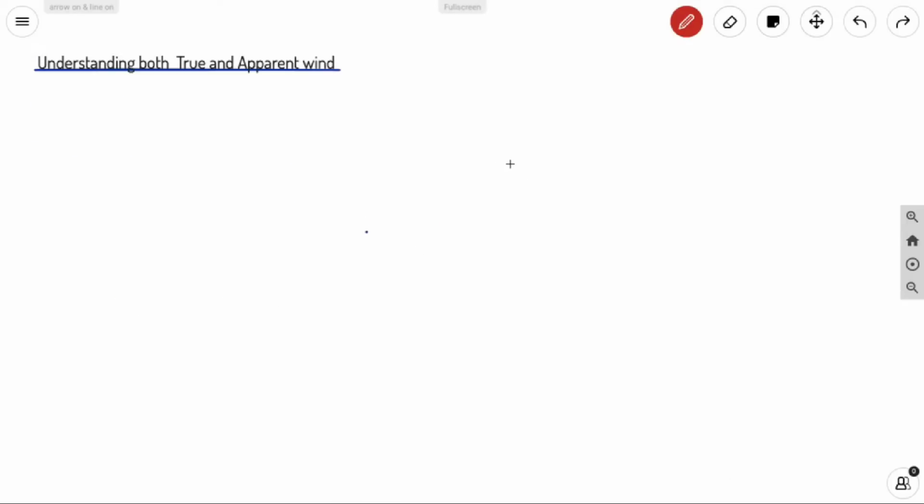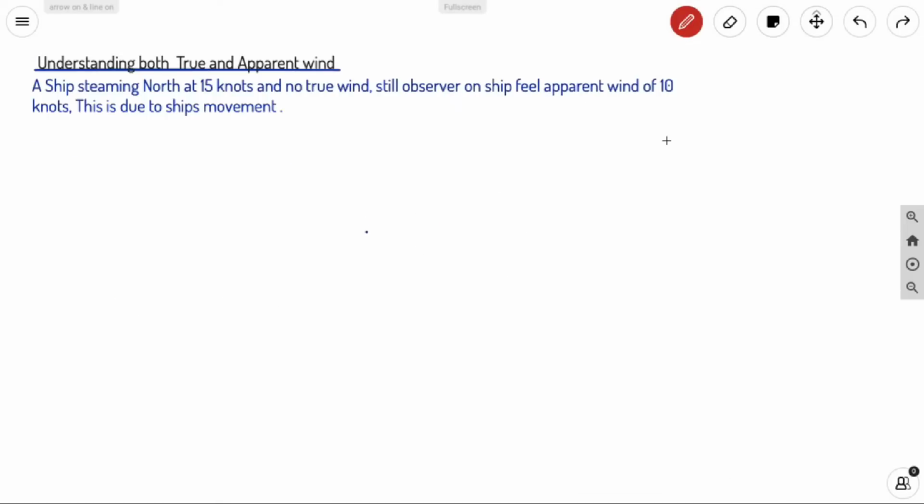So now, how do we understand both true wind and apparent wind? We will take an example. A ship steaming north at 15 knots and there is no true wind. Still, the observer on the ship will feel apparent wind of 15 knots. Why is this? This is due to your ship's movement.